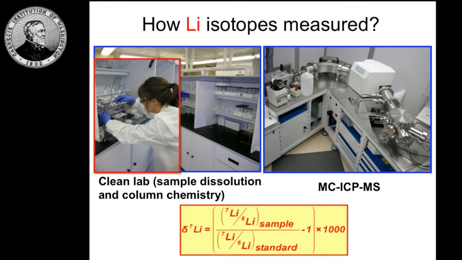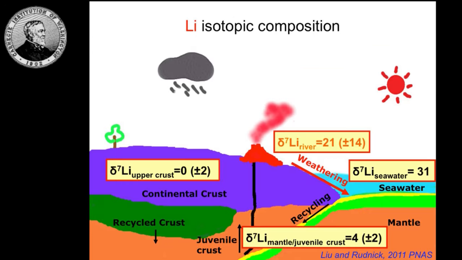As with other stable isotope systems, like carbon and oxygen, we express isotopic fractionation using the standard delta notation. So it's lithium 7 to 6 ratio in the samples divided by the 7 to 6 ratio in the standard, always heavy versus light, and subtract 1, times 1,000, so we can get a big number to work with, not 0.000 something, right?